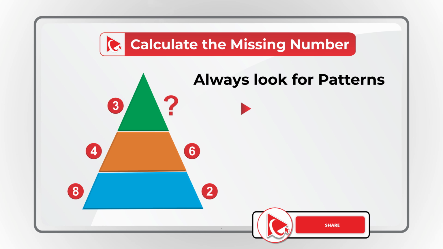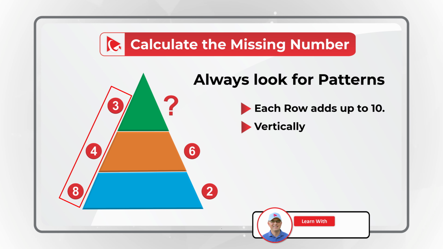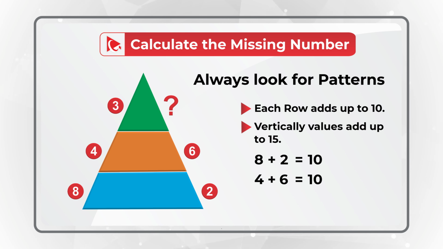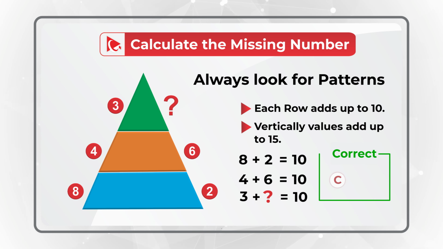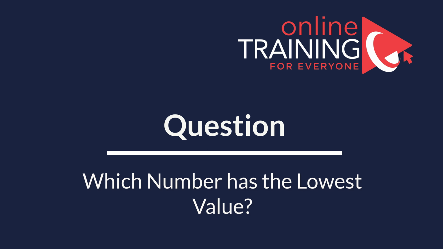The first pattern is that each row adds up to 10, and vertically value add up to 15. So for example, if we add 8 plus 2, that would be equal to 10. 4 plus 6 would be equal to 10. And 3 plus the missing number would also be equal to 10. So the correct answer here is choice C, 7. Hopefully you've nailed this question and now know how to answer similar problems on the test. I love this question because it truly makes you think to determine the final answer.